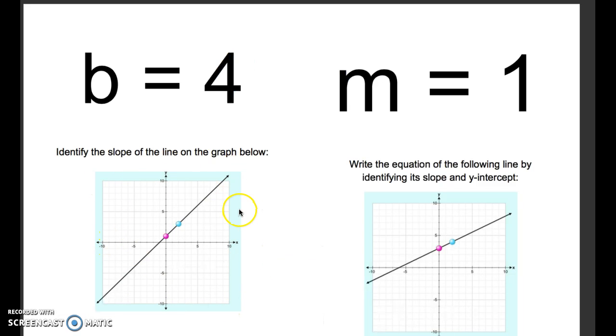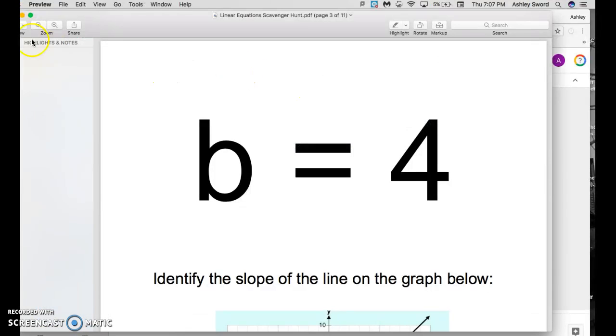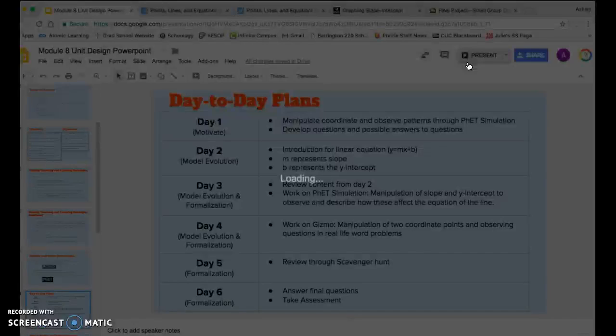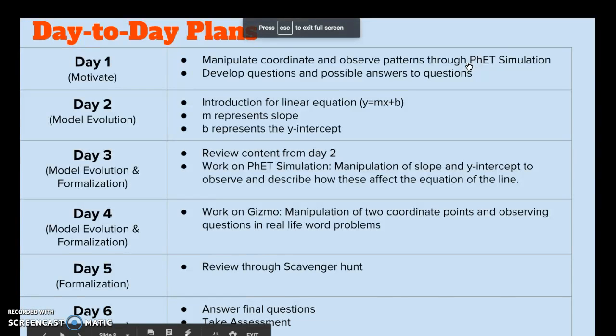Here is the question, and here is its answer. On day 6, students will be given the opportunity to ask any final questions for the first 5 minutes of class, but the focus of the day will be on the final assessment.